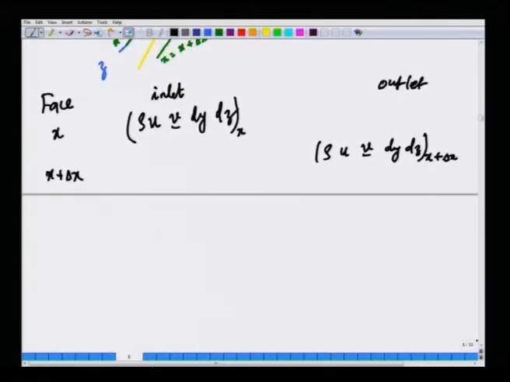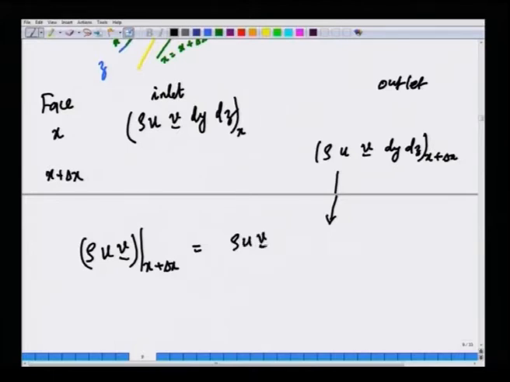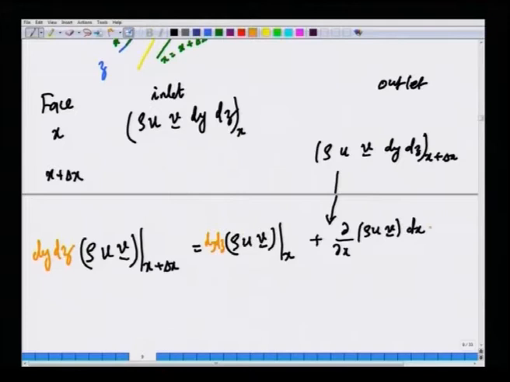Remember that we are going to use Taylor expansion for this term. So, rho u v at x plus delta x is rho u v at x plus d dx of rho u v times dx, but you have to multiply the entire thing by dy dz, that is the cross sectional area through which momentum is flowing. So, dy dz, dx, dy dz.